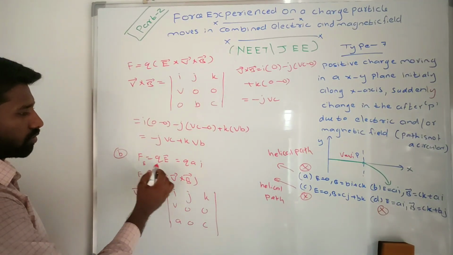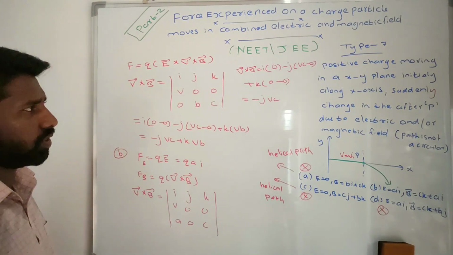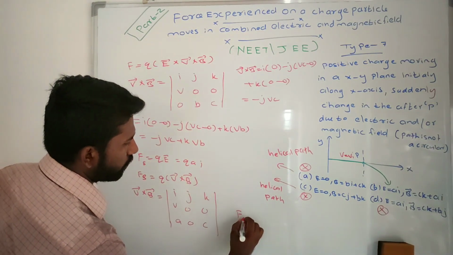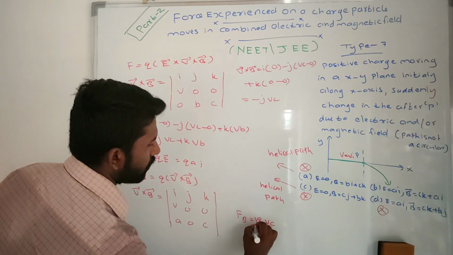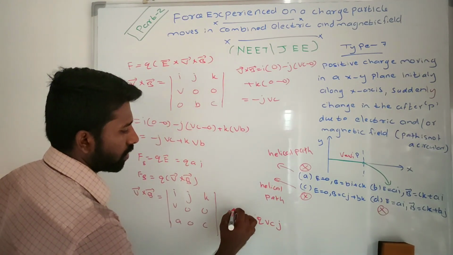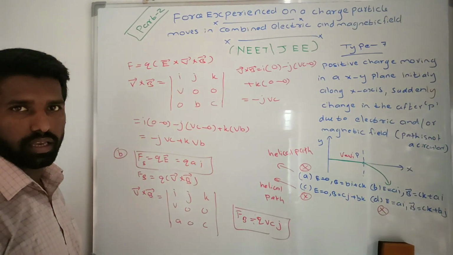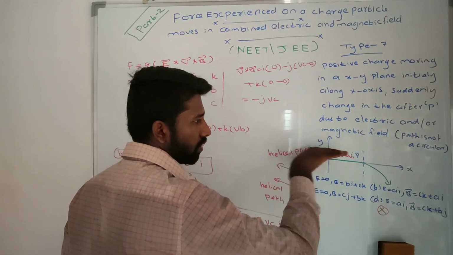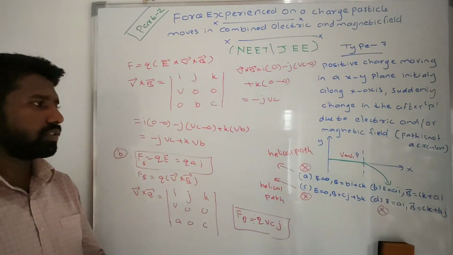Then the electrostatic force is in which direction? That is in the i direction. And the magnetic force is acting in which direction? The magnetic force FB is Q into VC, minus j. That means the magnetic force is acting along the y-axis and the electrostatic force is acting in the i direction. So listen here: the charged particle is trying to accelerate due to this electric field along the i axis, but due to the magnetic field it is deflected like this. So this is the correct answer.